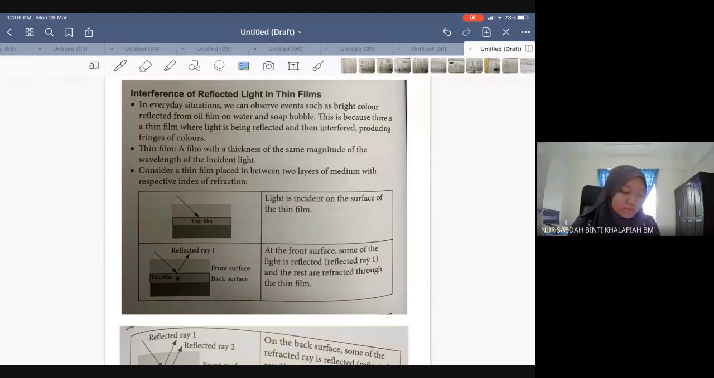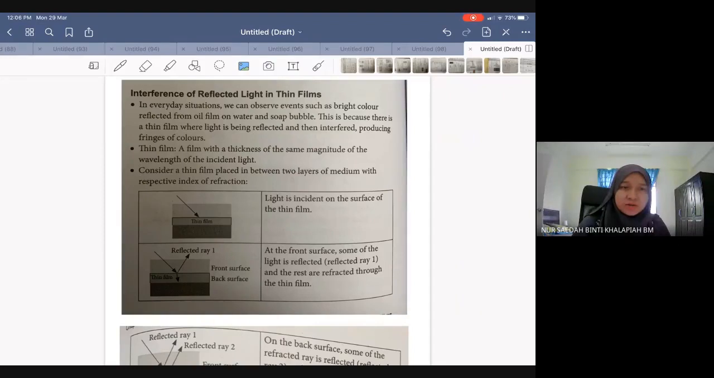Okay, so untuk kelas pada petang ini, pada waktu tambahan ni, Madam akan masuk ke topik yang keempat dalam physical optics, which is still about interference, but now interference of reflected light through a thin film ataupun in thin films. Okay, so application of these subtopics is when we can observe the event such as a bright colour reflected from oil film on water ataupun daripada soap bubble.